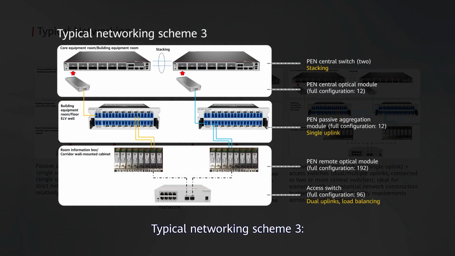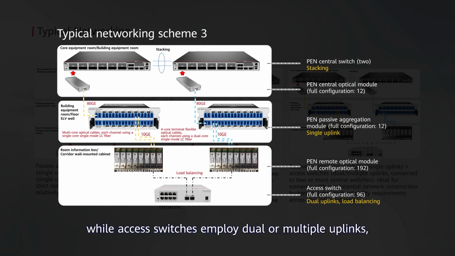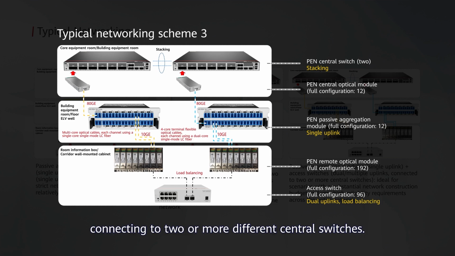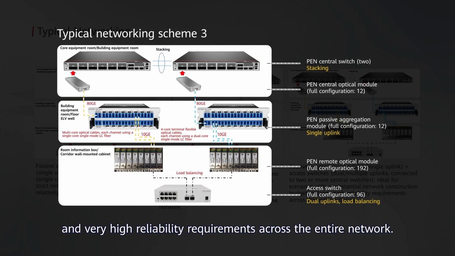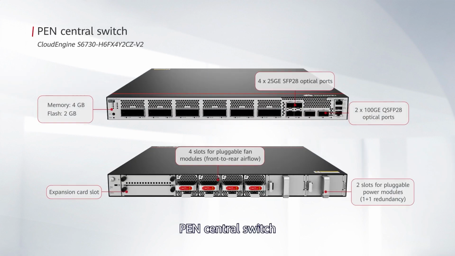Typical networking scheme 3. Passive aggregation modules use single uplink transmission, while access switches employ dual or multiple uplinks, connecting to two or more different central switches. This scheme is ideal for scenarios with a substantial network construction budget and very high reliability requirements across the entire network.